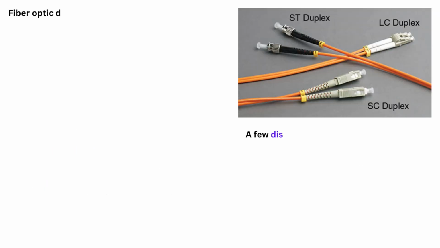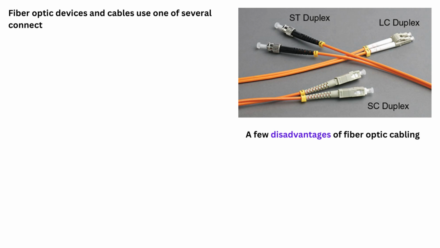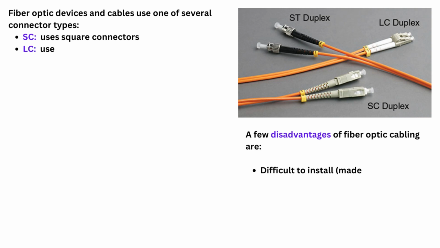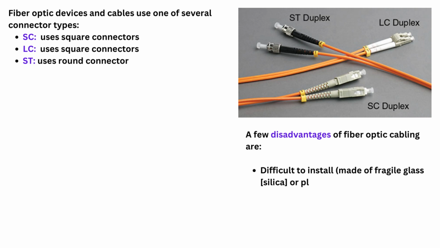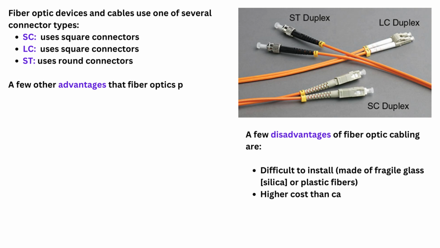Fiber optic devices and cables use one of several connector types. SC uses square connectors. LC uses square connectors. ST uses round connectors. A few other advantages that fiber optics presents: fiber optic cables have a much greater bandwidth than metal cables.